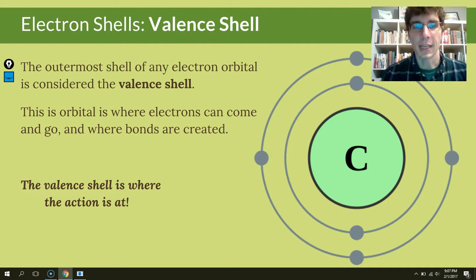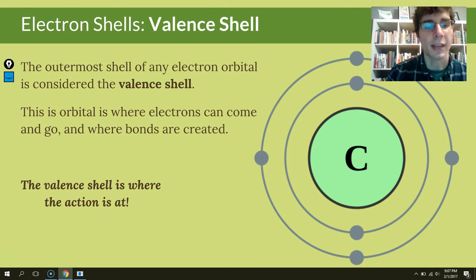The outermost shell of any electron orbital on any atom is called the valence shell. So the valence shell is the orbital where electrons can come and go. They might jump off of this carbon atom here and go over to a hydrogen atom, or they might come from a hydrogen atom, jump on to the carbon orbital, and then go back and forth.